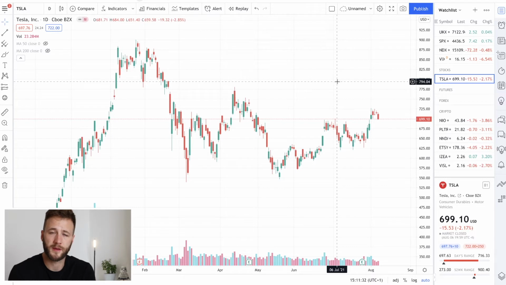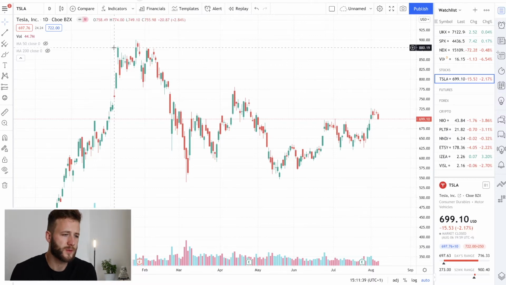Now, before we jump in, you can never time the market perfectly. This is used as guidance and hopefully getting yourself a better price with your investments going forward. So this is the Tesla chart. I picked this one because it's easy to use, it's easy to know. Everyone knows Tesla.